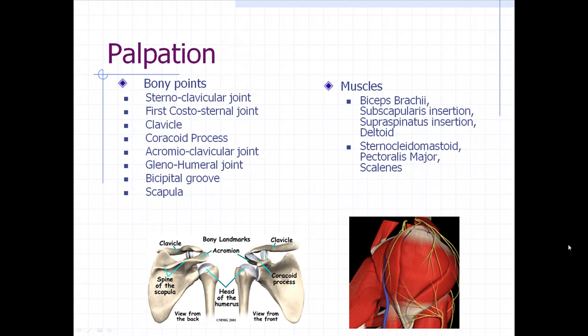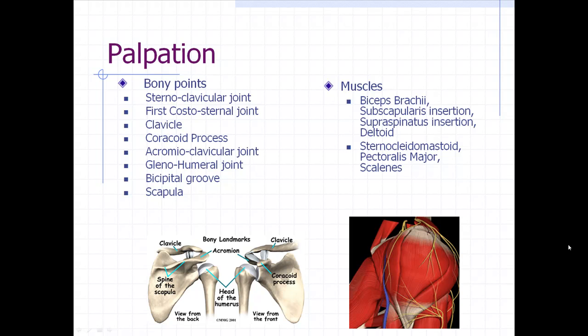Finally, we palpate. We palpate to confirm for suspected pathologies. The bony areas we may want to palpate will be the sternoclavicular joints, the first rib and costosternal junction, the clavicle as a whole, the coracoid process, the AC joint and the glenohumeral joint, and then most importantly the bicipital groove and other areas of the scapula.